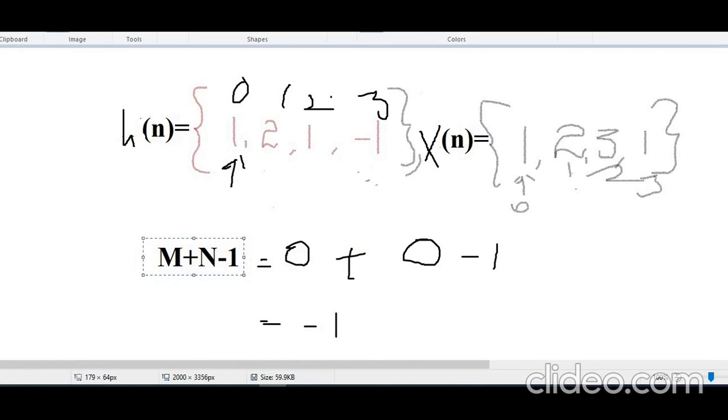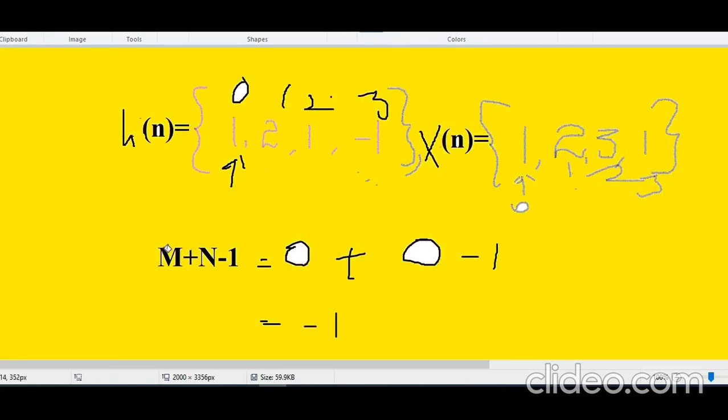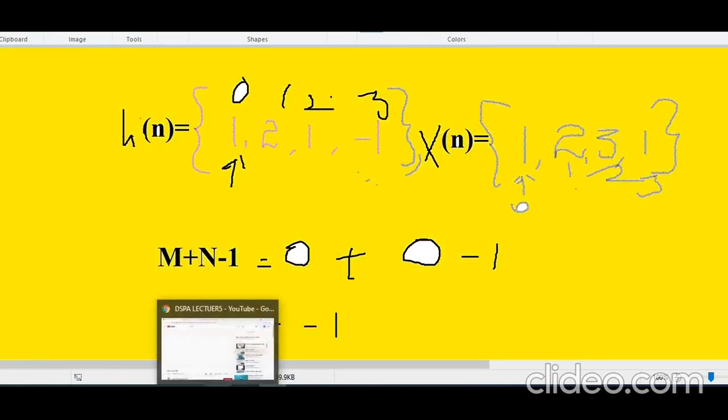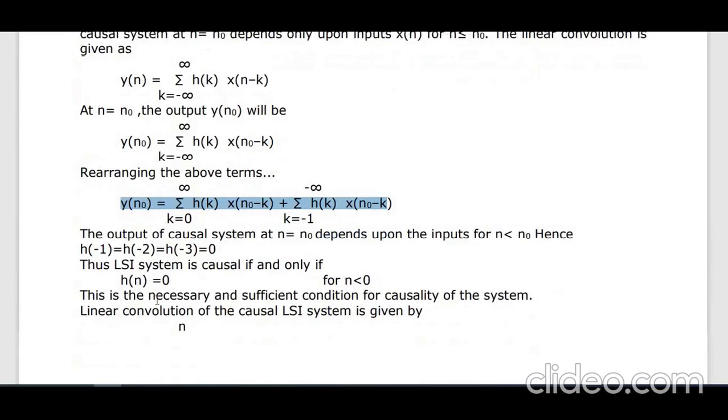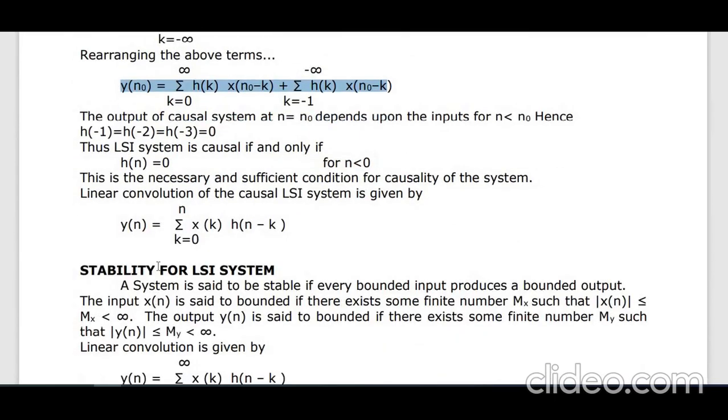Clear? So for that we need to represent it in that particular form. For representing that, we will write it in that way. Clear? So this is the response we have. By considering that response, we are going to write the answer. And that's how we can write the representation of the causal system. So let's see the next concept.